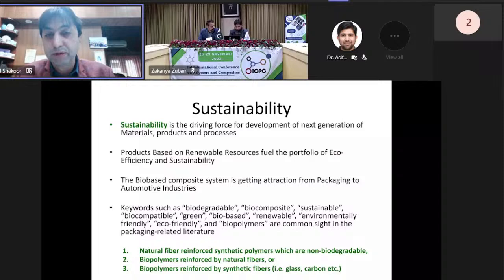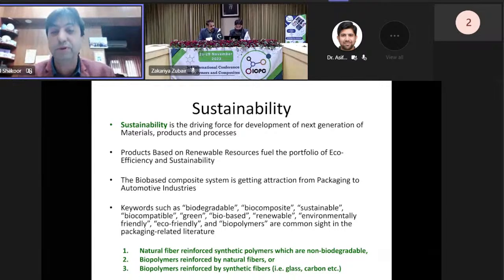There are materials which are graded as biodegradable but are simply not biodegradable. There are compostable materials, renewable materials, and biopolymers, where end of life and start of life are both concerned. So we talk about natural fiber reinforced synthetic polymers, which are non-biodegradable, biopolymers reinforced by natural fibers, or biopolymers reinforced by synthetic fiber.